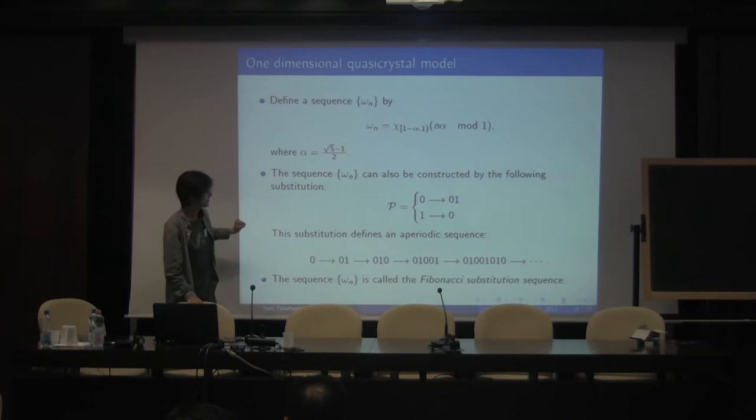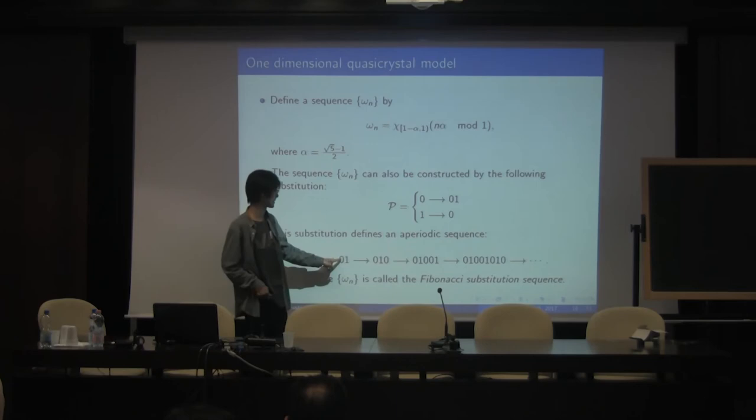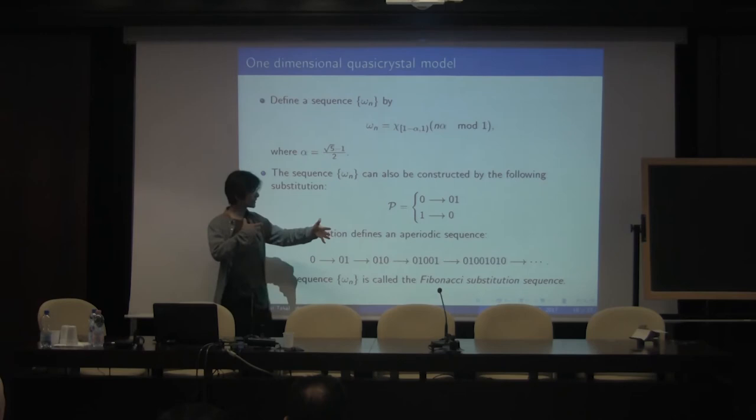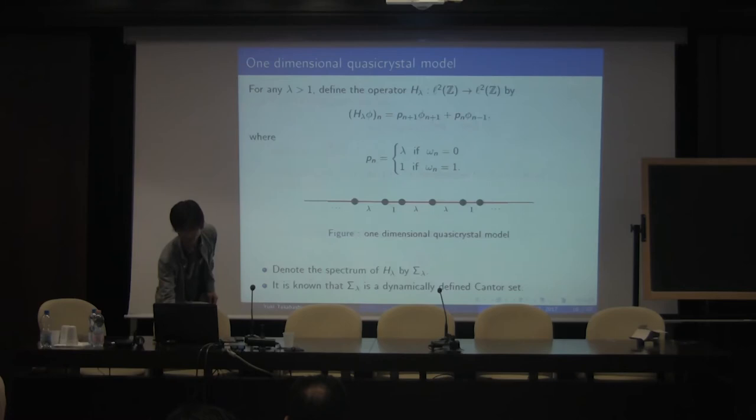Let us consider this substitution rule. 0 goes to 0, 1, and 1 goes to 0. If you apply this rule to 0, then 0 becomes 0, 1, and this 0 becomes 0, 1, 1 becomes 0, and so on and so forth. You can create a one-sided aperiodic sequence, which is called a Fibonacci substitution sequence. And we use this sequence to model a one-dimensional quasicrystal.